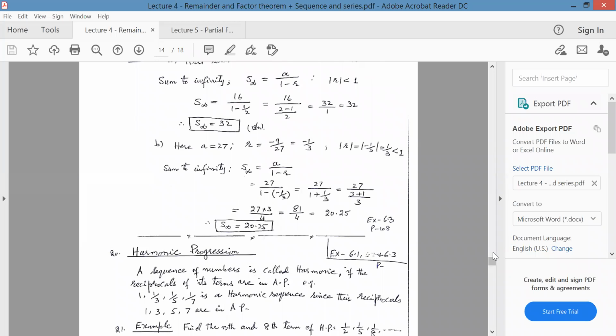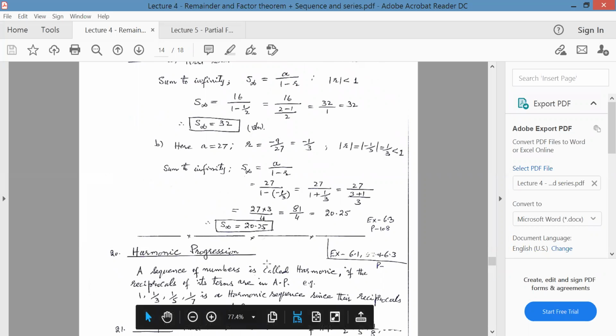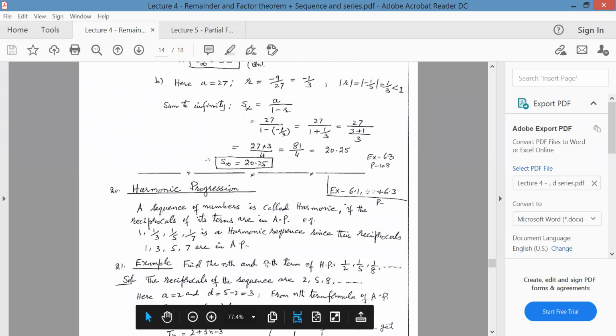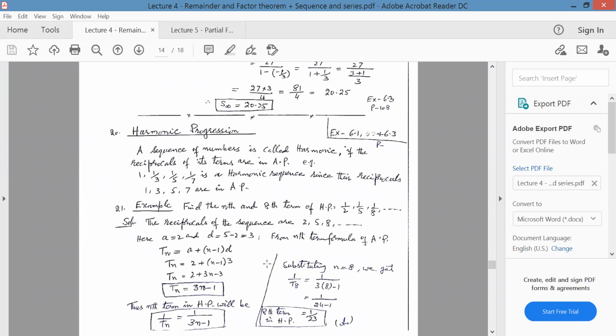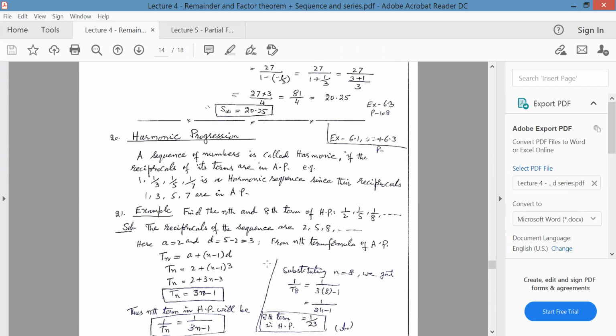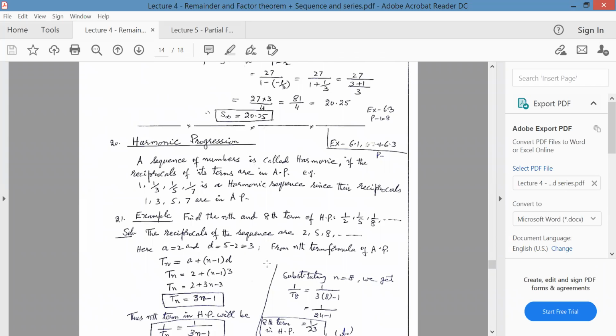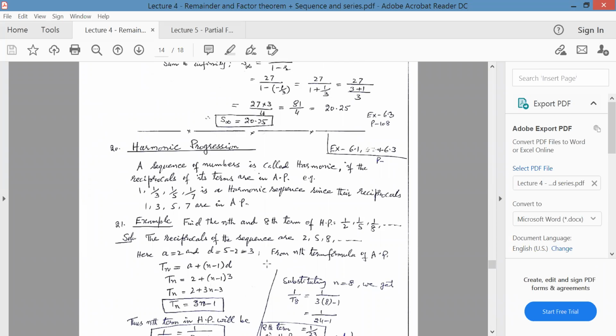There is not a big difference between a harmonic progression and the arithmetic progression. Look here how I'm defining the harmonic progression. A sequence of numbers is called harmonic if the reciprocals of its terms are in AP.